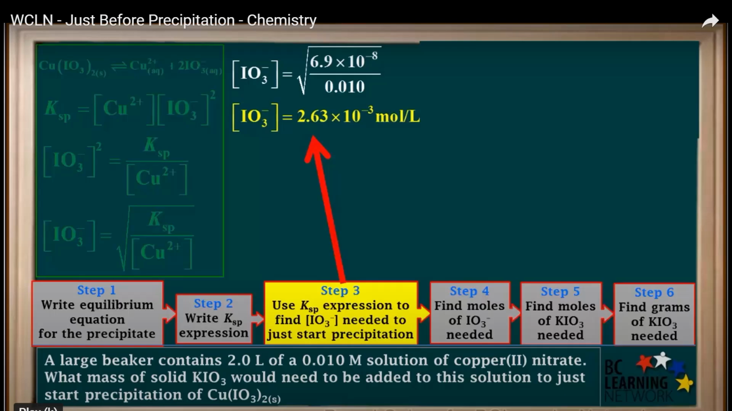All right, so if you have not made it that far, you can copy this down. And if you have not gotten past this point, I would like you to now try and figure out the moles of KIO3 and then the grams of KIO3. So once you have the iodate concentration, you're going to find the moles, and then the grams.